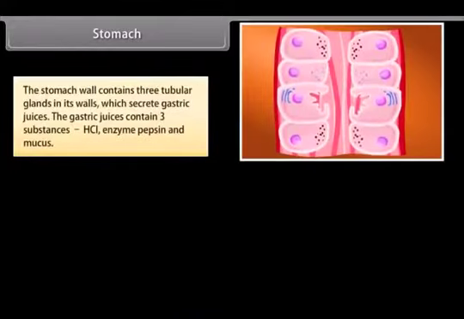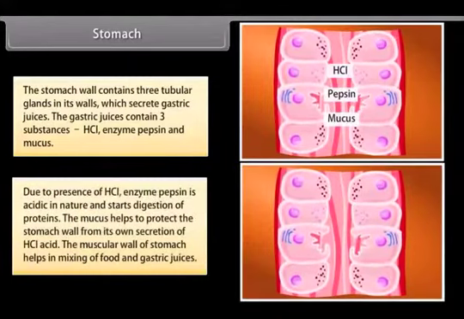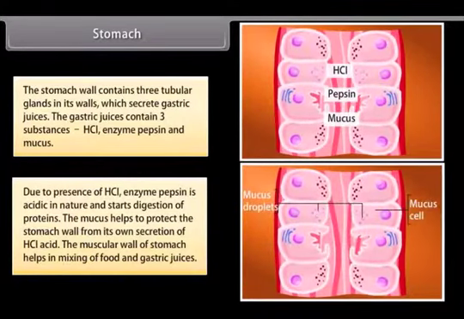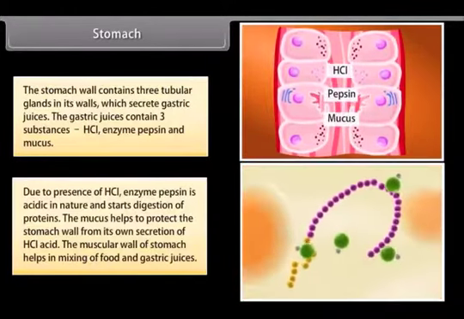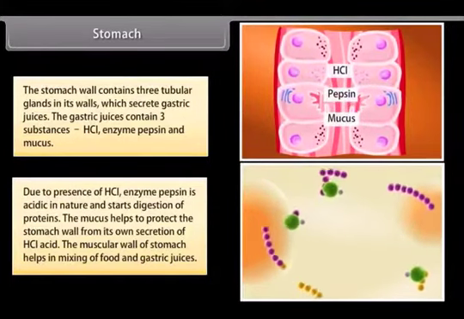The stomach wall contains tubular glands in its walls, which secrete gastric juices. The gastric juices contain 3 substances: HCl, the enzyme pepsin, and mucus. Due to the presence of HCl, the enzyme pepsin is acidic in nature and starts digestion of proteins. The mucus helps to protect the stomach wall from its own secretion of HCl acid. The muscular wall of the stomach helps in mixing of food and gastric juices.